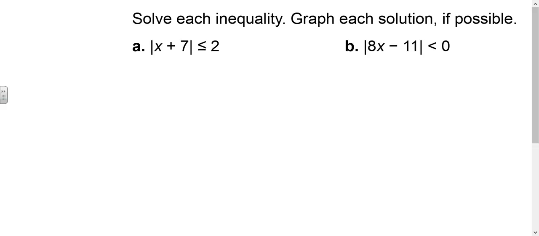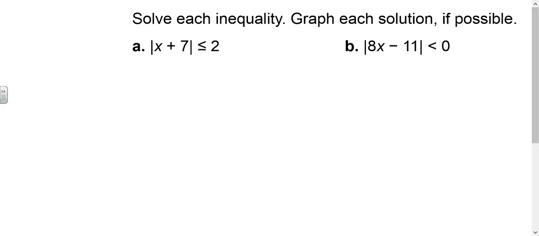So right now I have the absolute value of x plus 7 is less than or equal to 2. Remember, when I talk about absolute value, we have to think about the absolute value definition. Absolute value is how many spaces a number is from 0 on the number line. So if I'm trying to make it less than or equal to 2, what two numbers have an absolute value of 2? Well, we have -2 and +2, which are both 2 spaces away from 0.